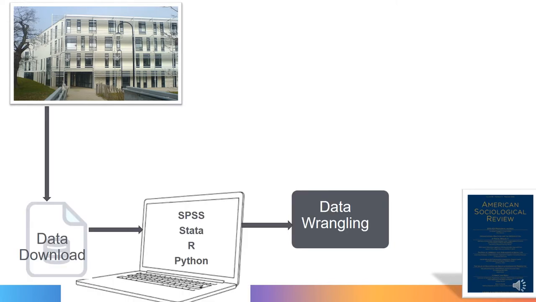The workflow, what is it? Well, for me, it's the whole process from conceiving of an idea right through to its publication. Commonly, you'll download some data. Here is the National Archive at Essex University. You'll download the data. You'll be using a computer, either your laptop or a machine on your university network. You'll probably be using a statistical software or programming language, so something like SPSS, Stata, R, or Python. And the first stage will be data wrangling.